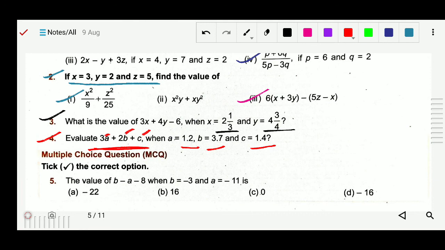So here we will multiply 3 into 1.2. Here will be 2 into 3.7, and here will be C's value. You simply write 1.4, and then after you can add it. So question 4 you can do by yourself. Number 5 I will solve. The value of B minus A minus 8 when B's value is minus 3 and A's value is minus 11.